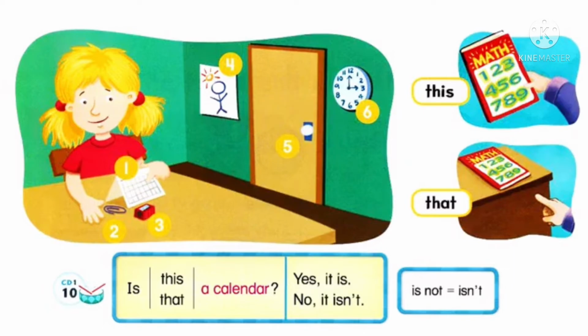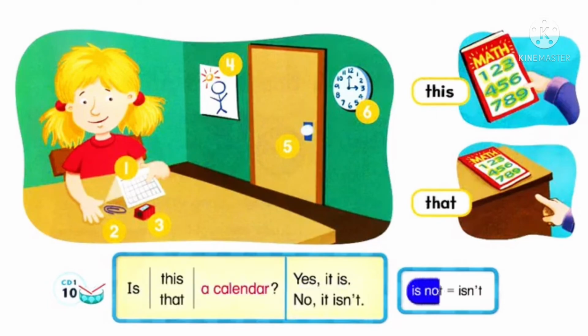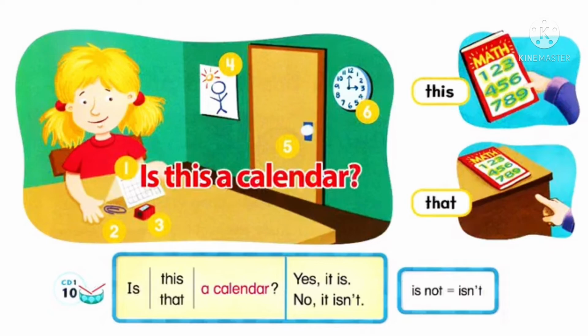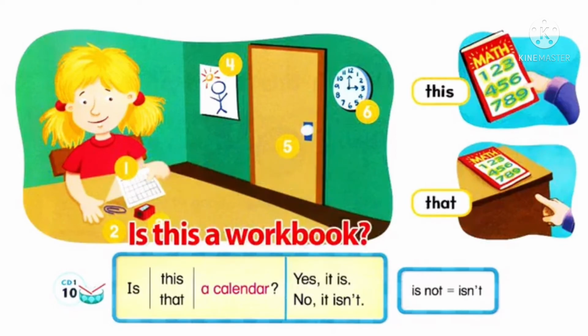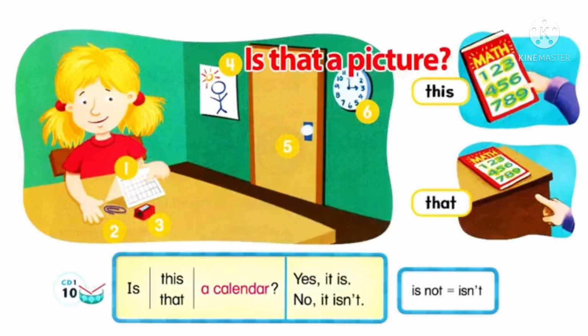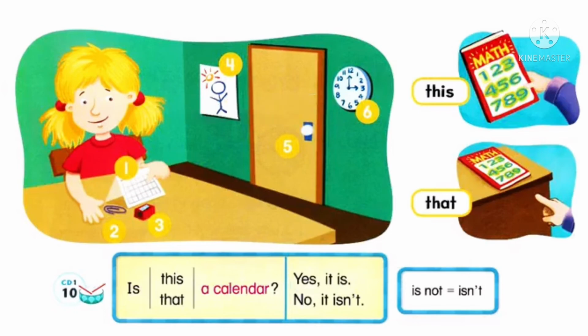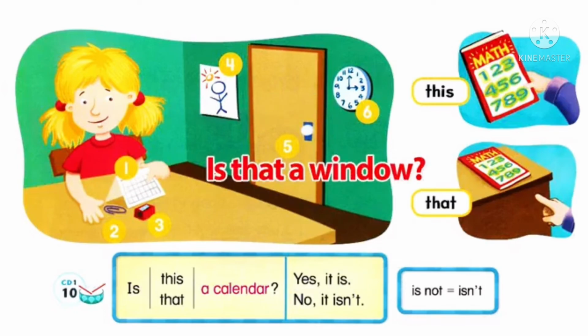Number seven. Is this a calendar? Yes, it is. Is that a calendar? No, it isn't. Is not. Isn't. Is this a calendar? Yes, it is. Is this a paperclip? Yes, it is. Is this a pencil sharpener? Yes, it is. Is that a picture? Yes, it is. Is that a clock? No, it isn't. Is that a door? No, it isn't.